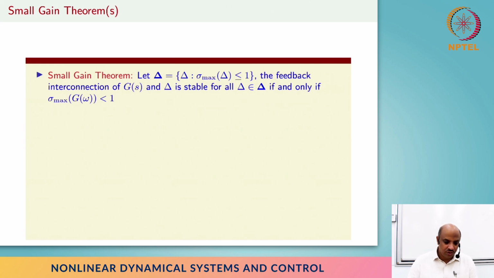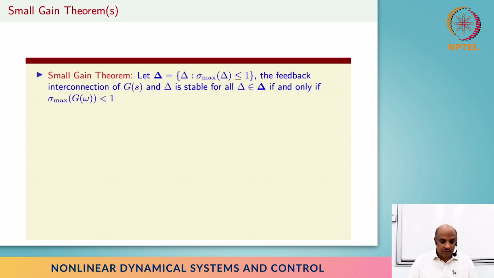And then one such condition is the so-called small gain theorem, right? And what is the small gain theorem? We'll consider the set of uncertainties, in this particular case, as all those uncertainties whose maximum singular value of delta is less than or equal to 1, right? I hope you know enough linear algebra to realize that the maximum singular value of any matrix is a nice way to capture size. It's an induced norm, and one of the best ways to capture the size of this thing, right?